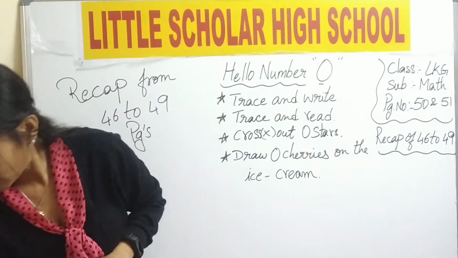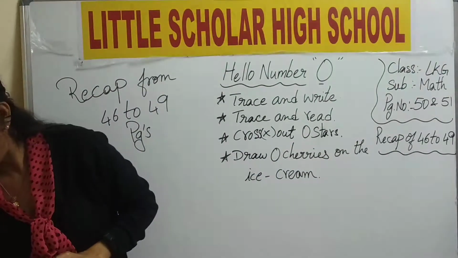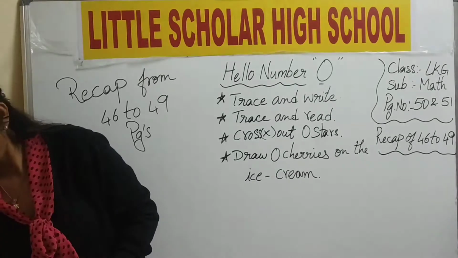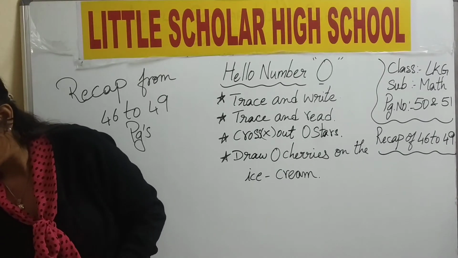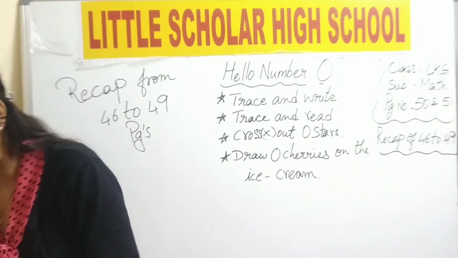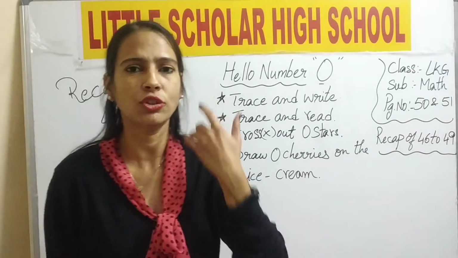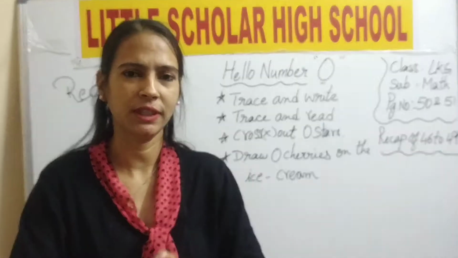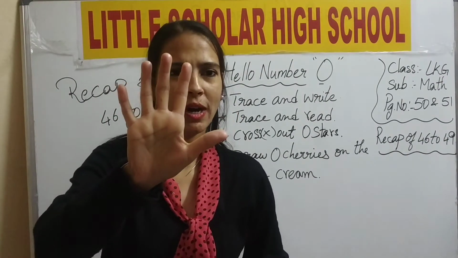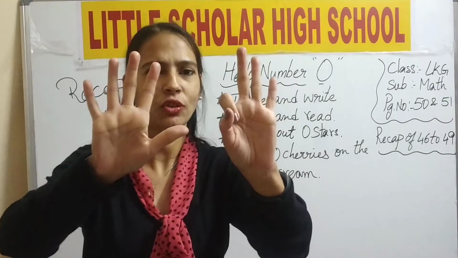Now, we'll do a recap of our previous topics which we have covered. Okay. So, what was our previous topic, children? It was number 8. So how do we count number 8 on our fingers? Let us do it. Put up 5 fingers on one hand and 3 fingers on the other hand.